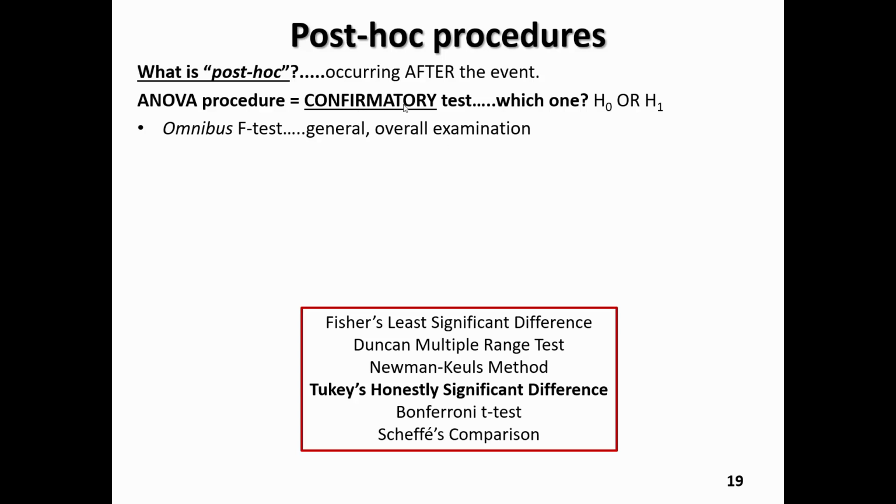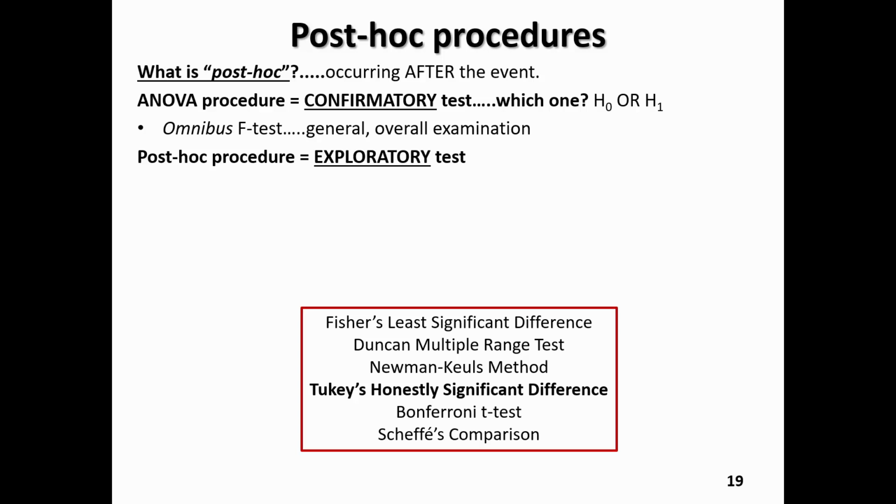Another term to describe this confirmatory test is the omnibus F test. And omnibus is referring to the overall examination of whether there are potentially significant differences among the levels of our factor. Of course, our factor was business sector, and we had 5 levels.